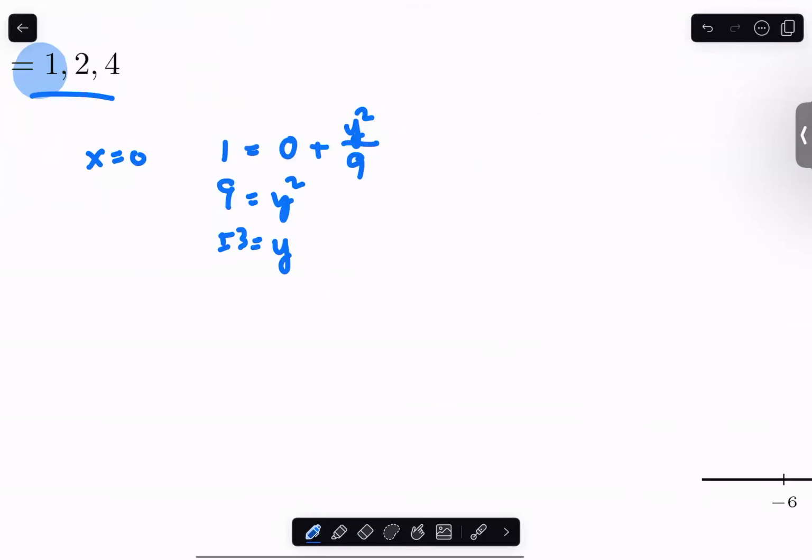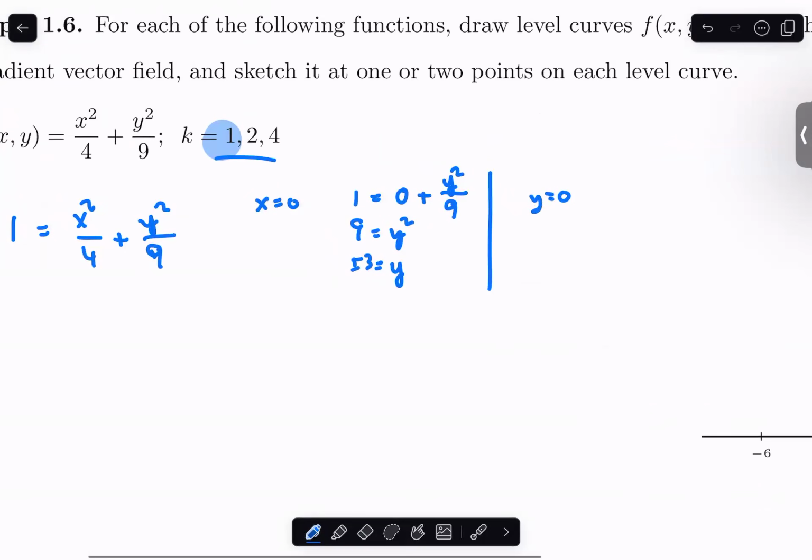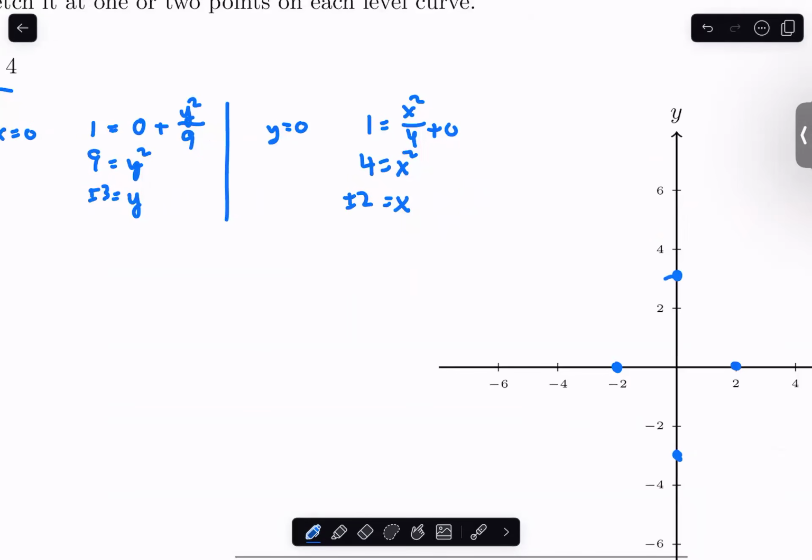Now, if I wanted to do the other vertices, this is going to be when y is equal to 0. Then I'm going to have x squared over 4 equals 1, plus 0 if you'd like, because now y is 0. So therefore, 4 is equal to x squared, or x is equal to plus or minus 2. So when y equals 0, x is plus and minus 2. So my ellipse in this case is going to look something like this.